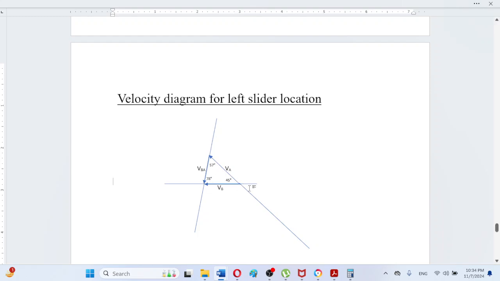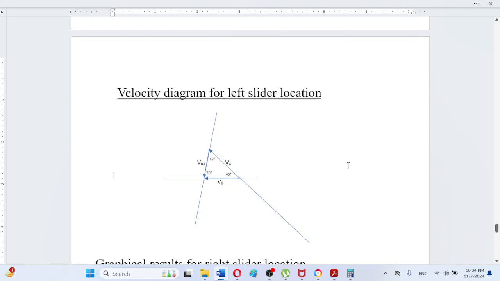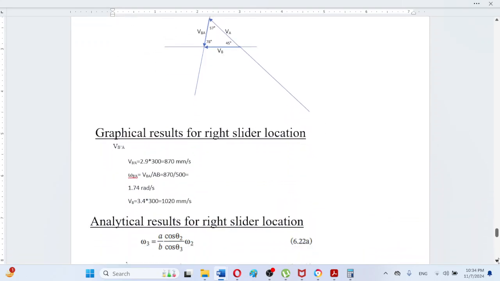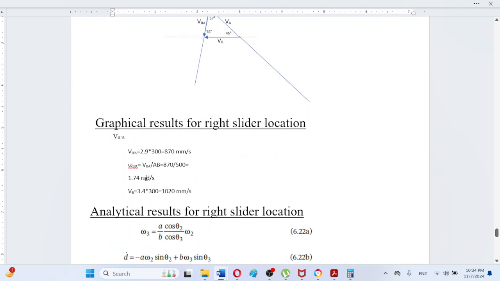So these lines have been extended, and in this way the angles have been measured with the help of protractor, so you can measure them physically. So these angles are shown here, and this is the graphical results here. The angular velocity is same, but here the angular velocity is positive, meaning counterclockwise.